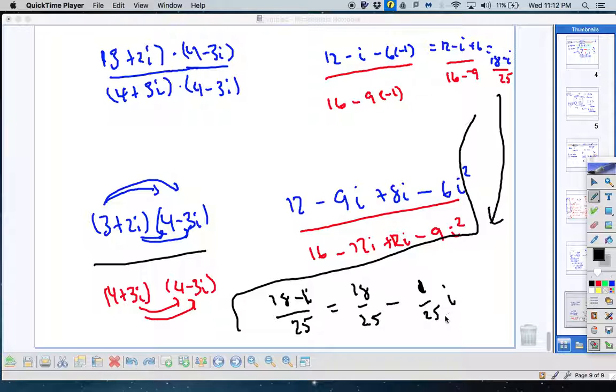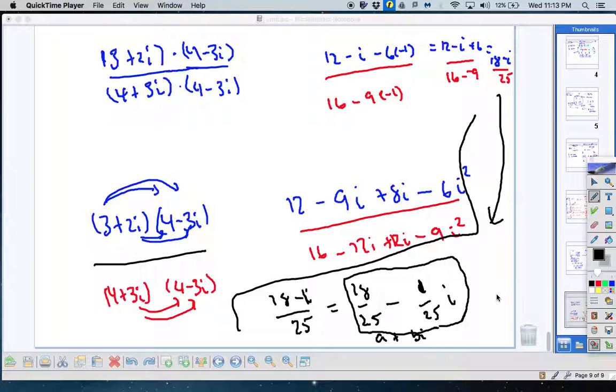And then we always put the i outside, because remember this is supposed to be a plus bi, and the minus symbol is okay, because this is plus a negative. So here's our a, that's our real part, and here's our b, negative 1 over 25. Okay, so whenever you see it in fractional form, just split it up, and we're going to go ahead and leave it just like that. So our complex number, when we divided these, is going to be 18 over 25 minus 1 over 25 i.